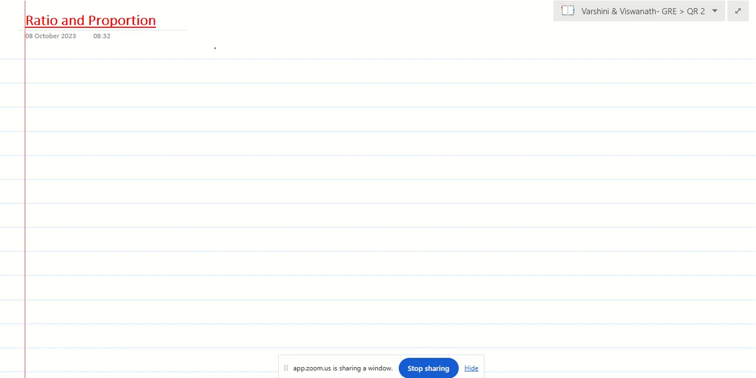Let's assume there are three sections A, B, and C. The number of boys in the first section A is given, let's say 50. B is given 20, and C is given here 30. The number of girls in these sections are, let's say, 200, 80, and 120.